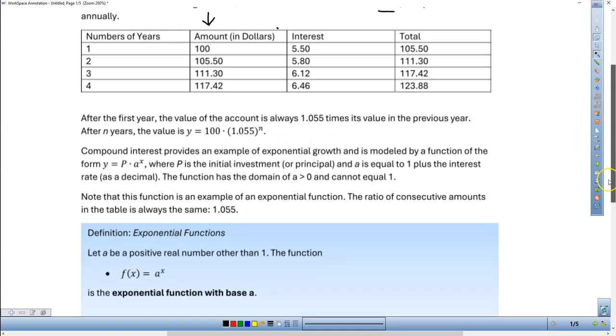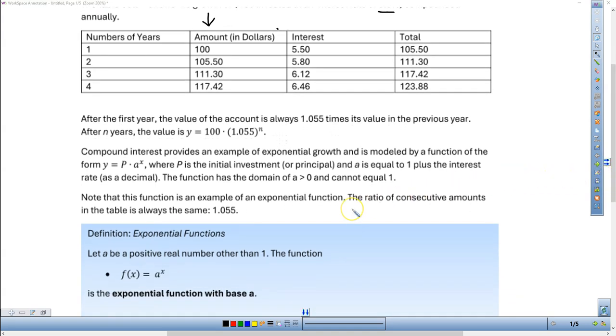Now, compound interest provides us an excellent example of exponential growth and is modeled by a function of the form y equals P times a to the x, where P is our initial investment, or our principal, and a is equal to 1 plus the interest rate, which we can express as a decimal. The function has a domain where a is greater than 0 and a cannot equal 1. You'll note that this is an example of an exponential function, and the ratio of consecutive amounts in the table is always the same, 1.055.